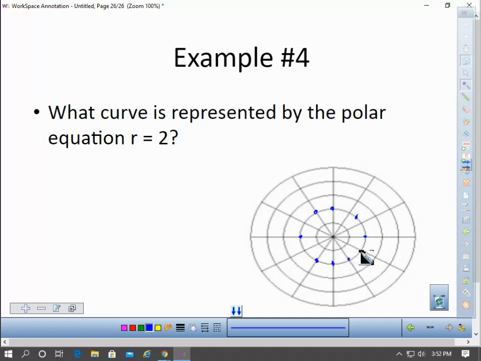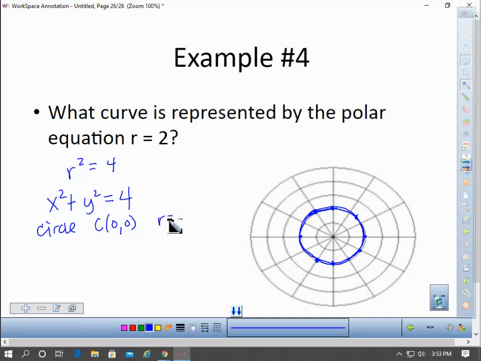So I'm always out here on this second ring. So what is this if you're always out here on this second ring? That is a circle with radius 2, right? So that means r squared is going to be 4. So my equation is x squared plus y squared equals r squared, which is 4. So this is nothing but a circle centered at the origin with a radius of 2. That's all it is.